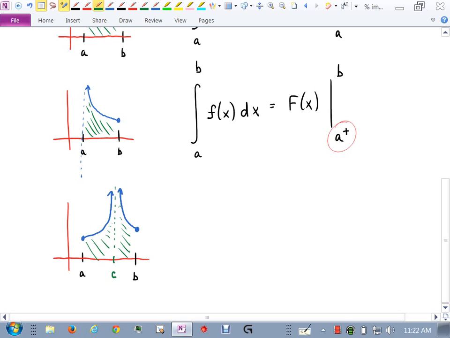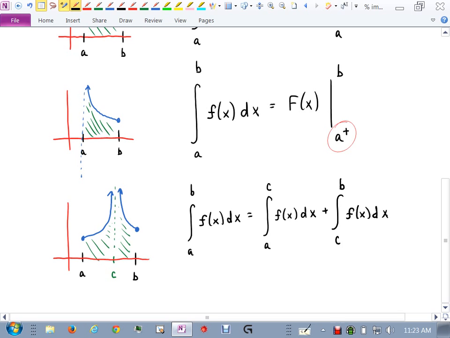We're going to separate it. We're going to break it up into two separate integrals. So this integral from a to b of f of x dx will actually be broken up into the integral from a to c of f of x dx plus the integral from c to b of f of x dx. And then for each of those, you find the antiderivative, evaluate, plus find the antiderivative, evaluate. Now tell me what these evaluations should be here.